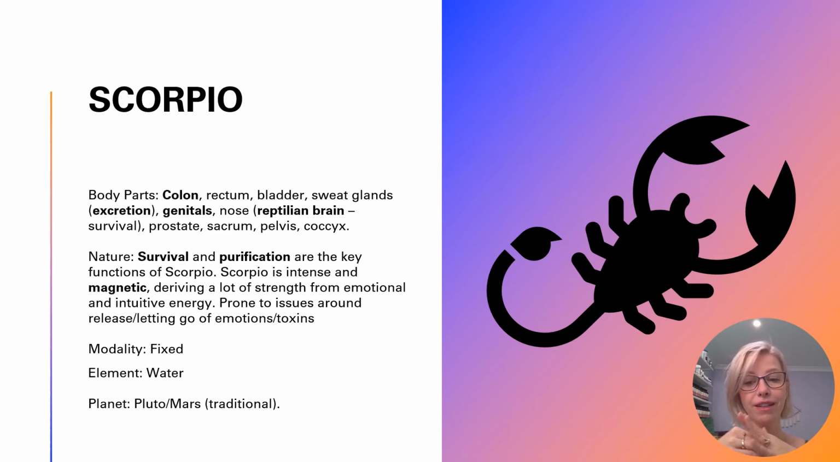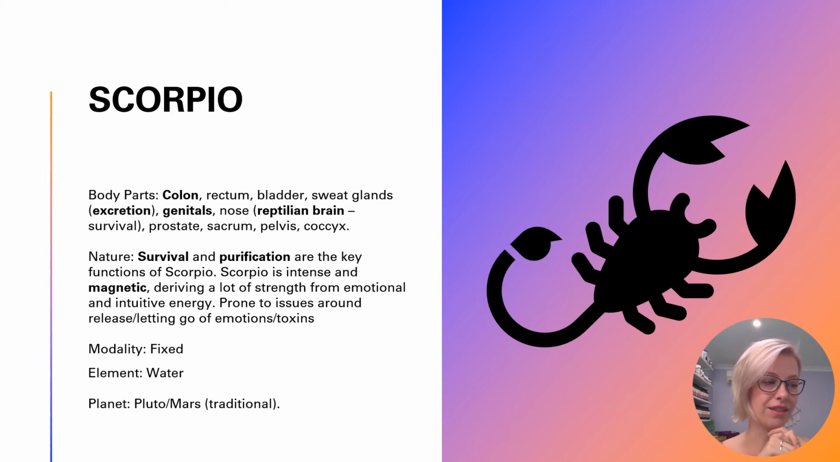in. They are a fixed sign, so that means they are not willing to change as easily. They can be more stubborn, stuck in their ways, which makes sense. If someone wants to hold on to emotions or hold on to toxins, it's easier to do as a fixed sign. Element is water, so that's why they are emotionally very resonant. They are ruled by, in modern astrology, we say Pluto, but before the outer planets, Pluto, Uranus, Neptune were discovered, its traditional ruler was Mars.